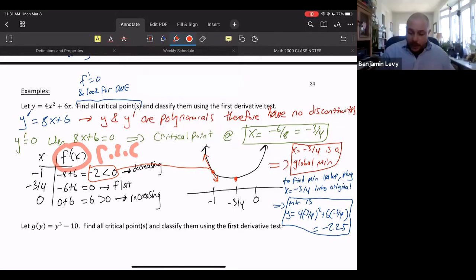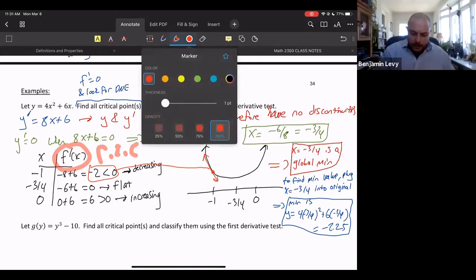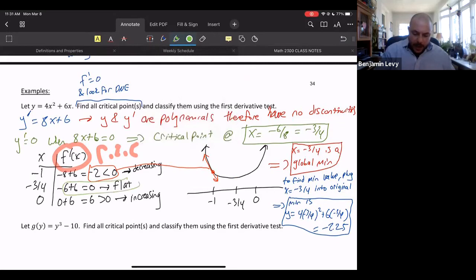So at the middle point, let me do it in another color. This one being flat just means that this tangent line is horizontal. Right? The slope is 0 on horizontal lines. And then the positive part is just telling us that the tangent line at 0 has a positive slope of 6. Of 6, yeah. Okay, and the negative 1.